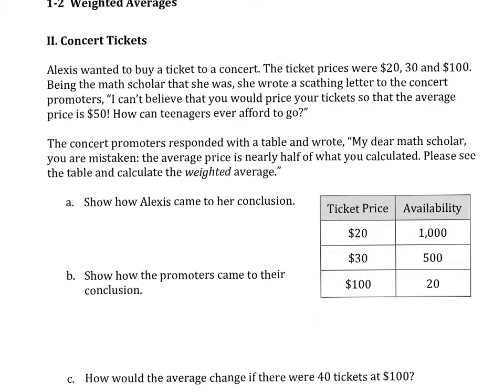All right, let's take a gander at this next one here about concert tickets. Alexis wants to buy tickets to a concert, but the ticket prices were $20, $30, and $100. There should be a dollar sign there, sorry. Being a math scholar that she was, she wrote a scathing letter to the concert promoters: "I can't believe that you would price your tickets so that the average price is $50. How can teenagers ever afford to go?"